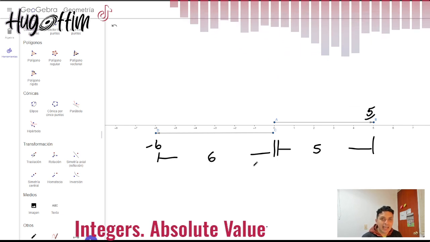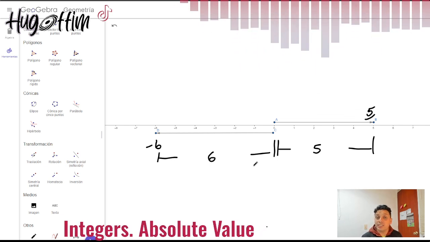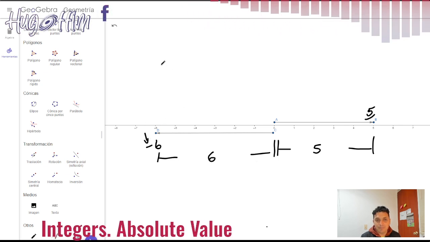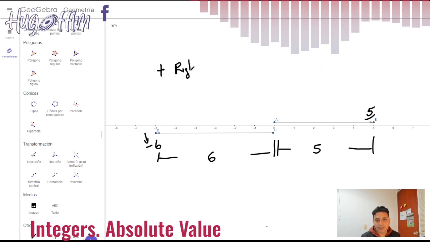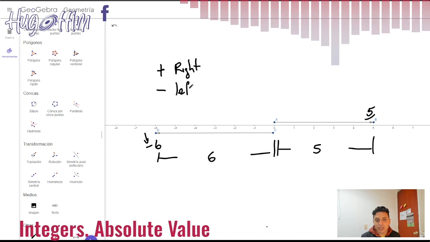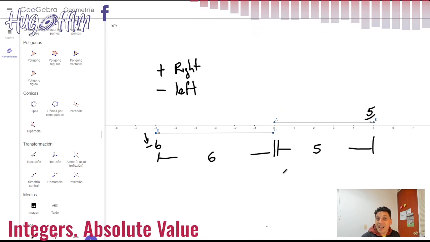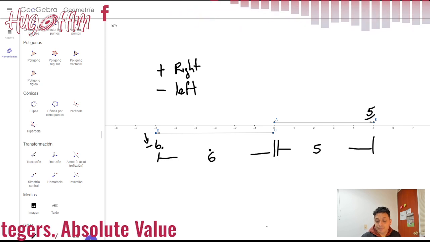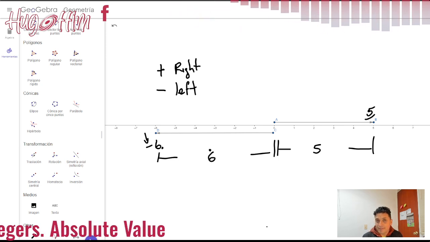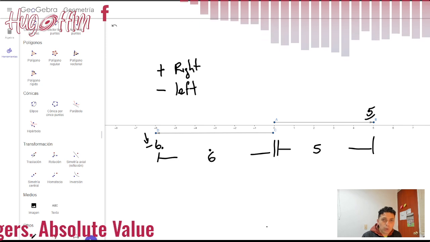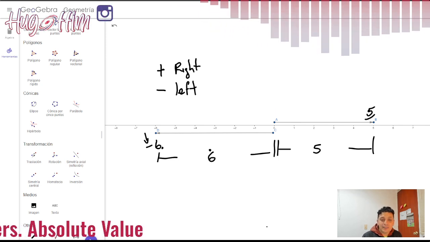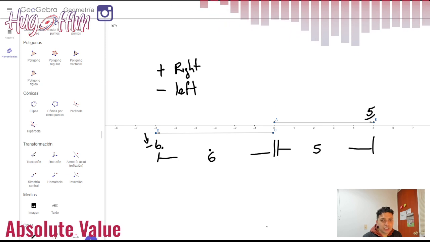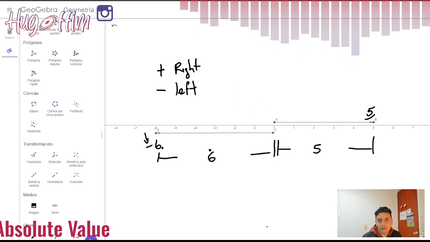In this case, if it's -6, it's an arrow pointing to the left because it's negative. Positive is pointed to the right, and negative is pointing to the left, and the length of this arrow depends on the number, 6. And this is what we call the absolute value of an integer. The absolute value of an integer is just the length of this arrow.